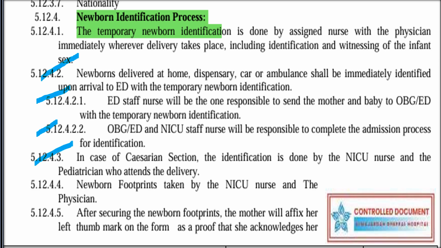Now, in case of cesarean section, the identification is done by the NICU nurse and the pediatrician who attends the delivery. The newborn footprints are taken by the NICU nurse and the physician. And after securing the newborn footprints, the mother will affix her left thumb mark on the form as proof that she acknowledges the identity of her newborn.